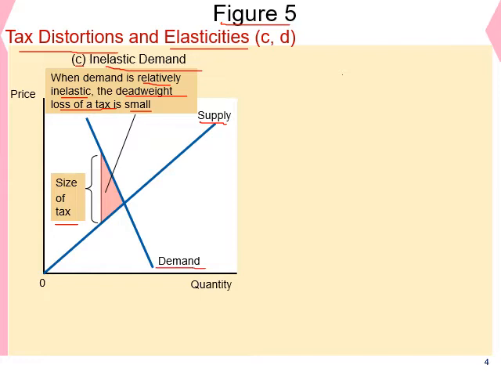It's steeper, meaning the demand curve is close to a vertical line, and the demand being inelastic, the absolute value of the elasticity would be less than 1, meaning demand is relatively inelastic. Because of that, the deadweight loss of the tax is small, and it's going to be this shaded area.